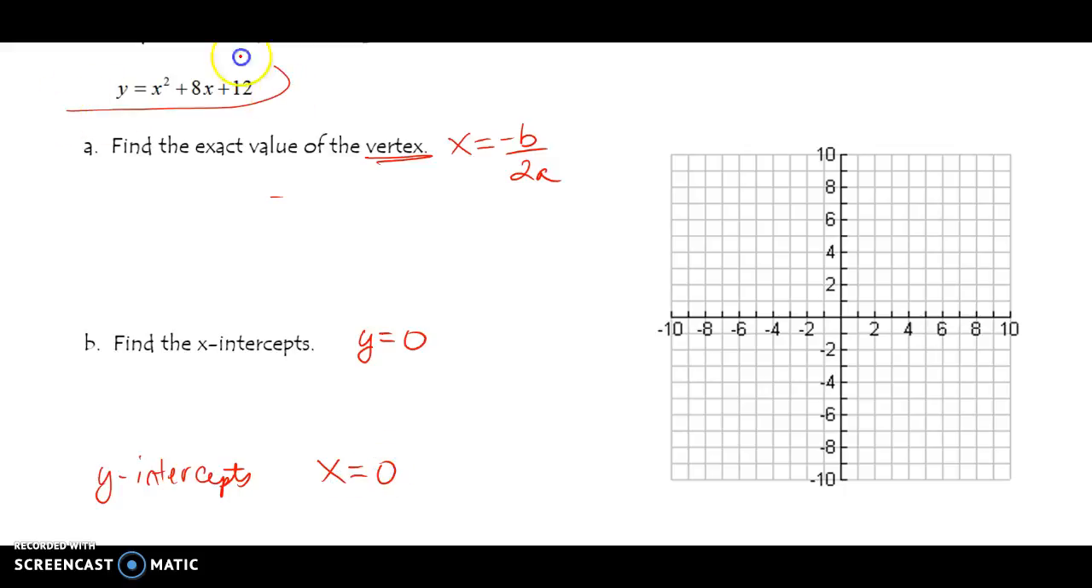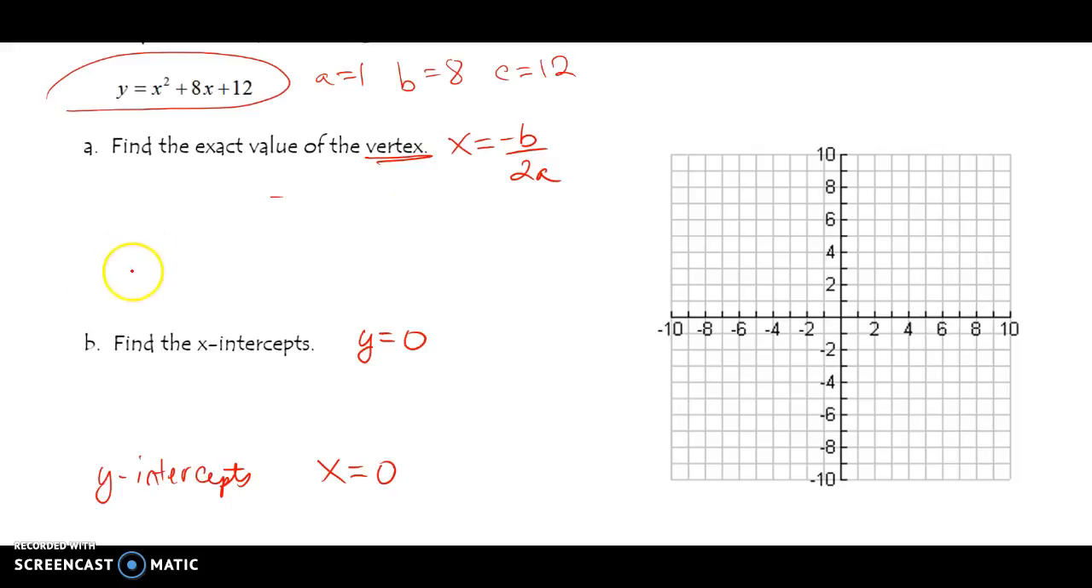So for this parabola, we know it's a parabola because it's squared. We know it's going to open up because a is positive; a is 1. It's the coefficient of x squared. b is 8. It's the coefficient of x. And c is a constant, which is 12.